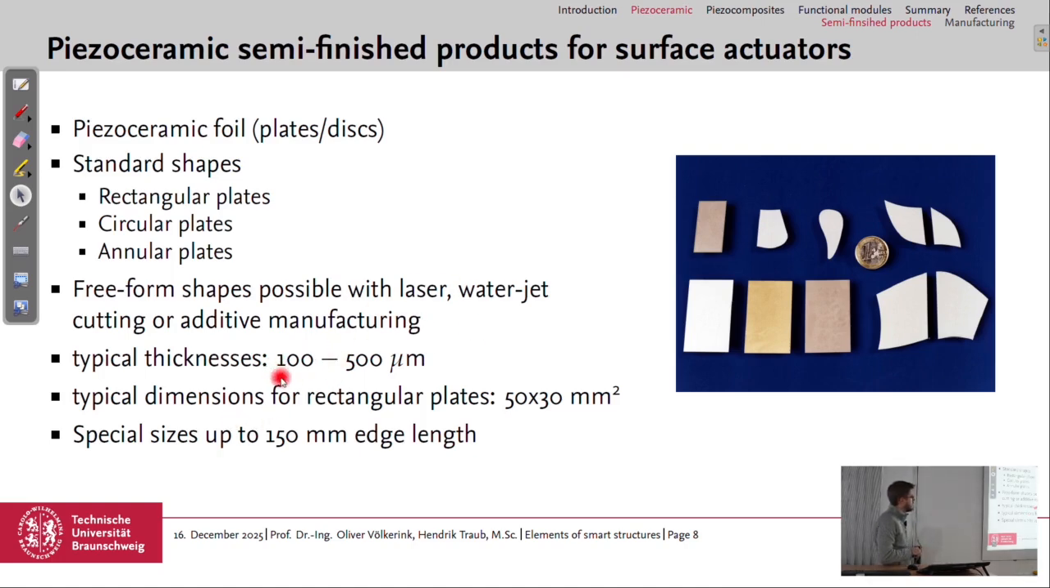Typical thicknesses are between 100 and 500 micrometers, so between 0.1 and 0.5 millimeters, which is also in the range of a single ply of a composite material. And typical dimensions for these rectangular plates like these are 50 by 30 millimeters. But there are also special sizes up to 100 by 50 millimeters edge length. And 50 by 30 is also roughly the size we have in this transducer, which is applied on the CFRP beam.